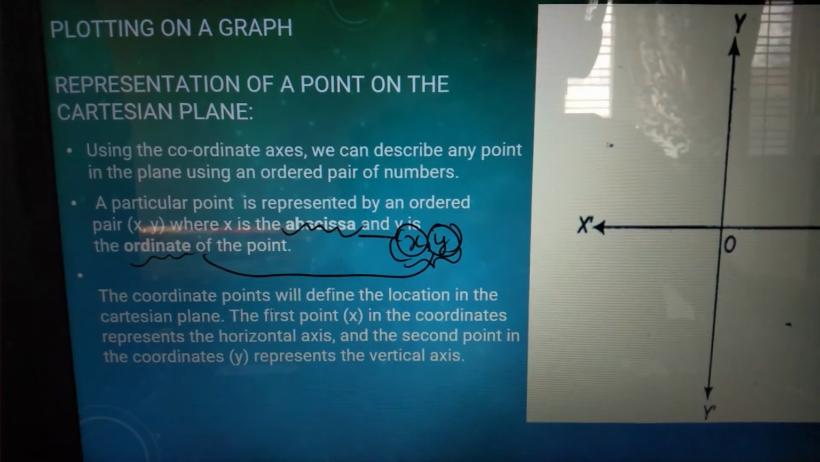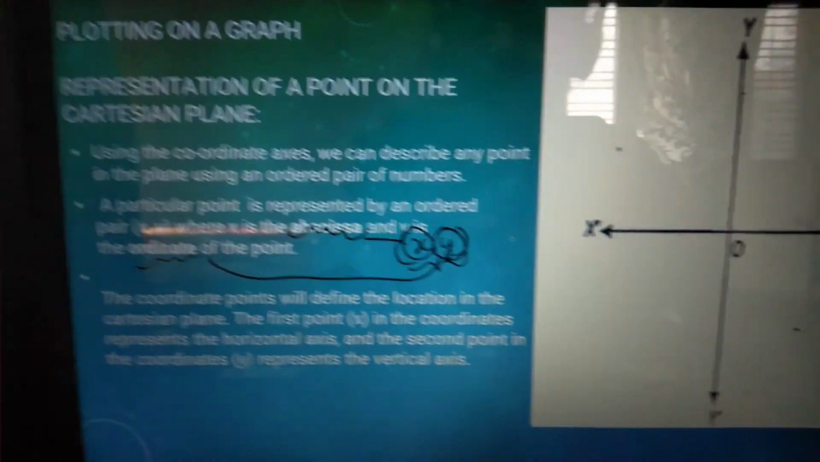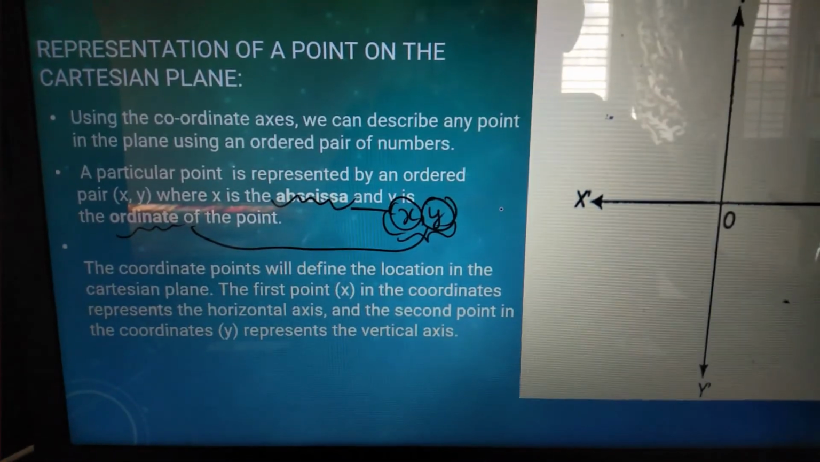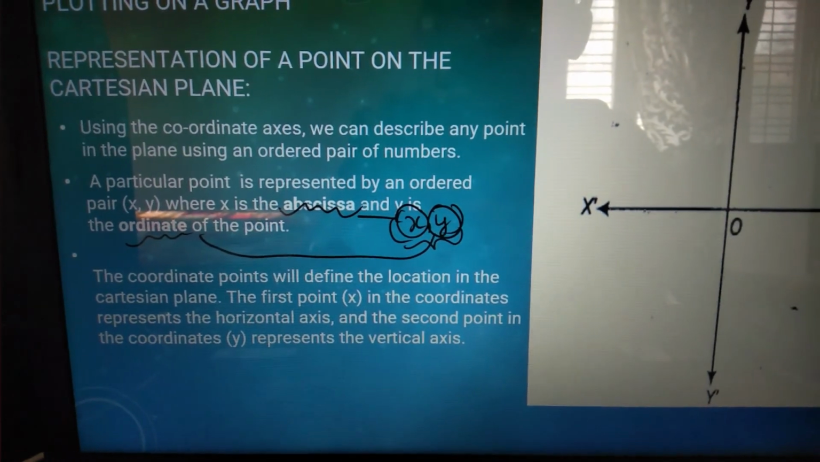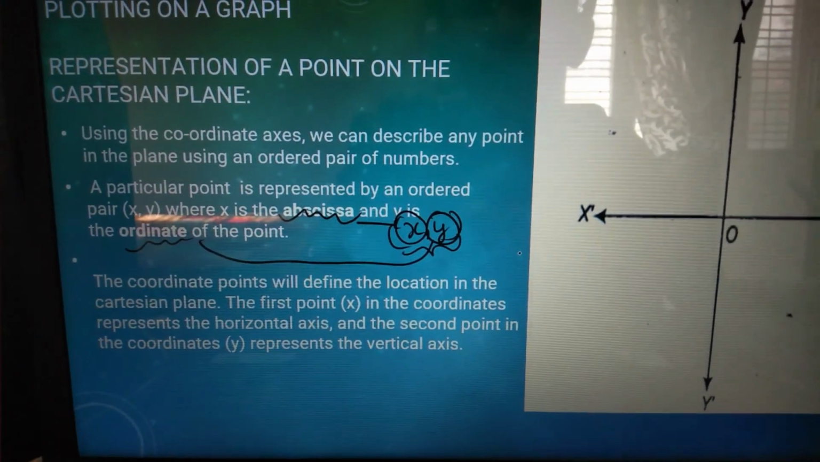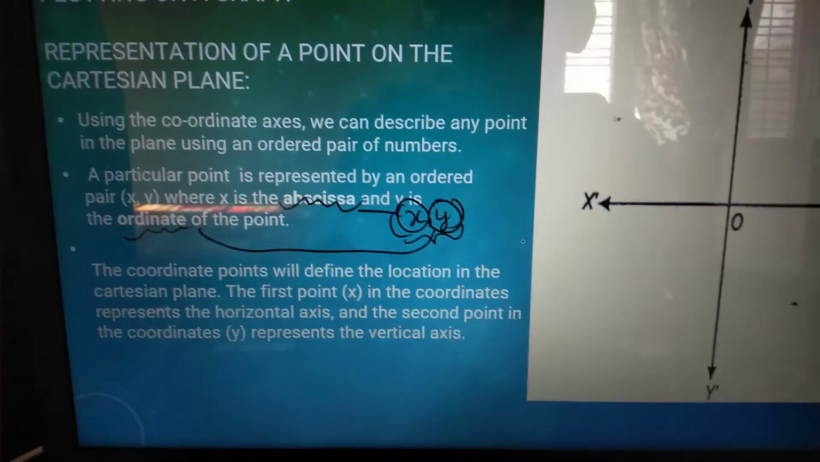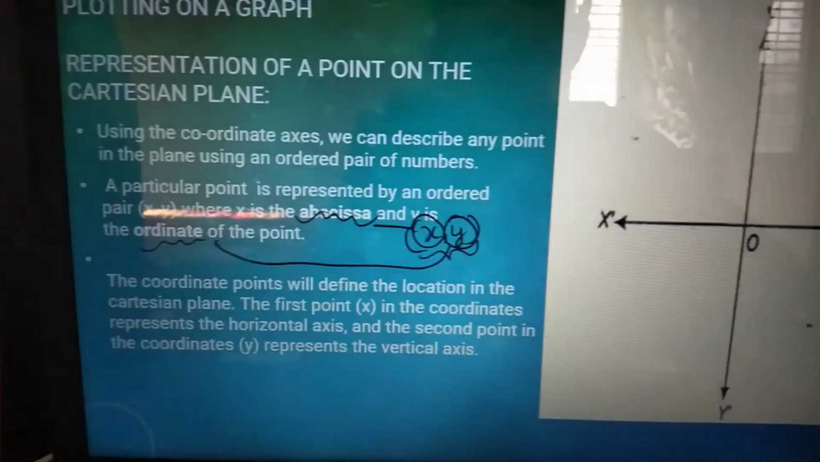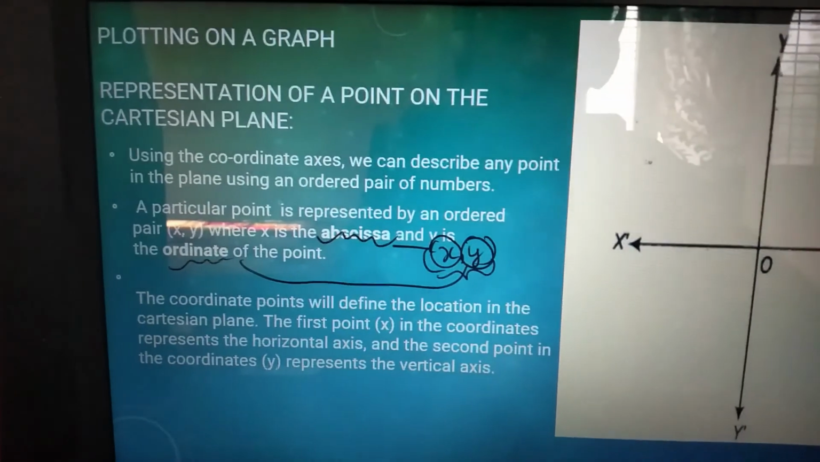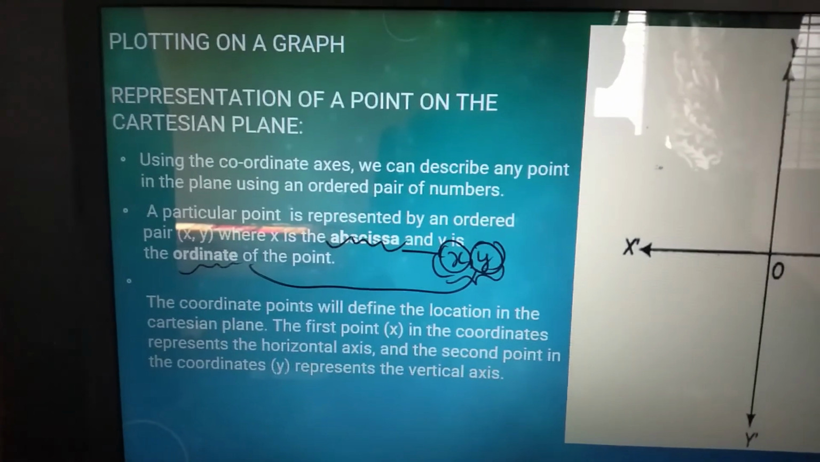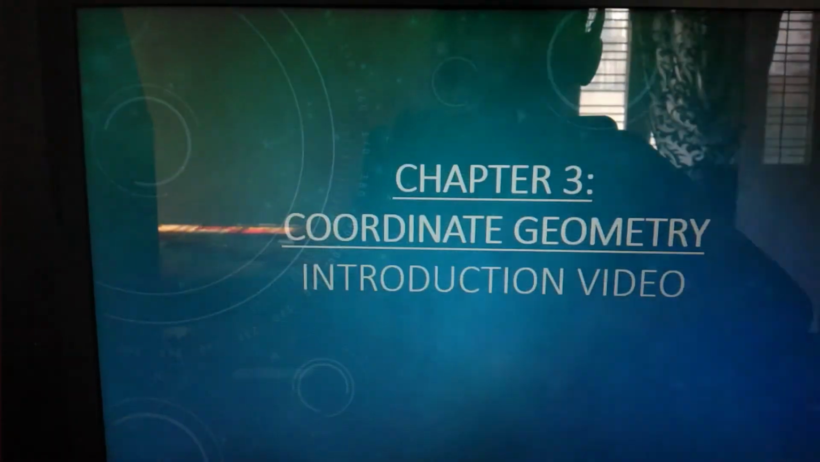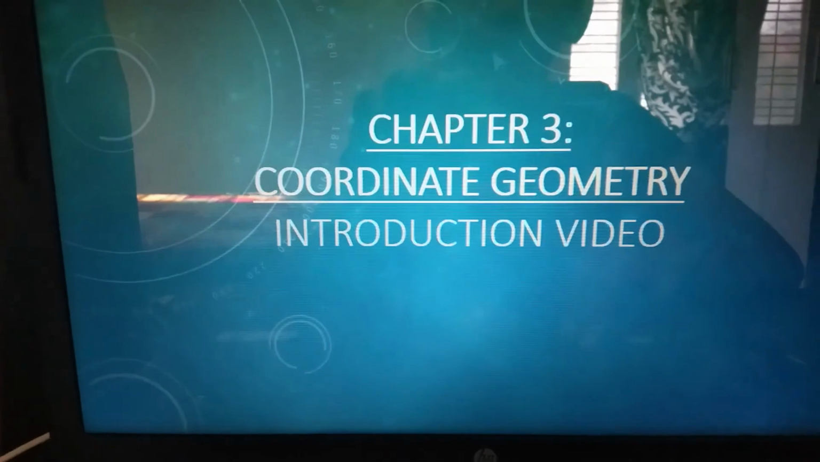Clear? And then we just learned all of this. The x coordinate represents the point on the x axis, and the y coordinate represents the point on the y axis. Clear? So these are the points that we have to learn in this chapter. Simple thing. I hope you understood this coordinate geometry introduction video.